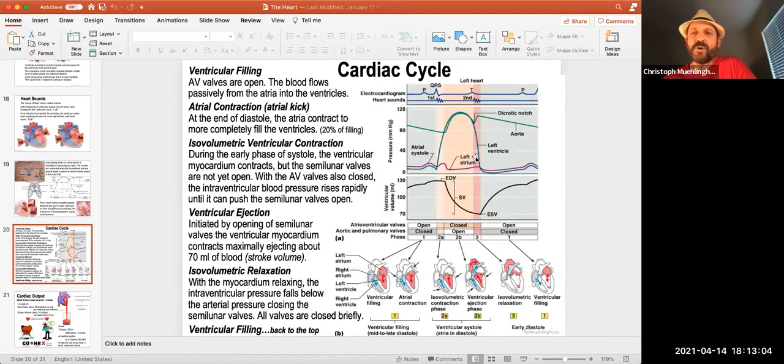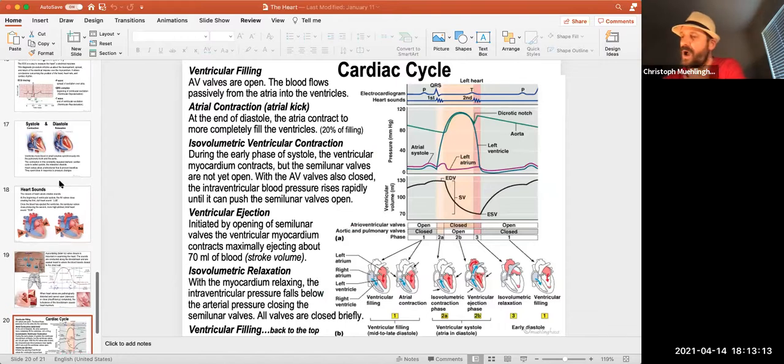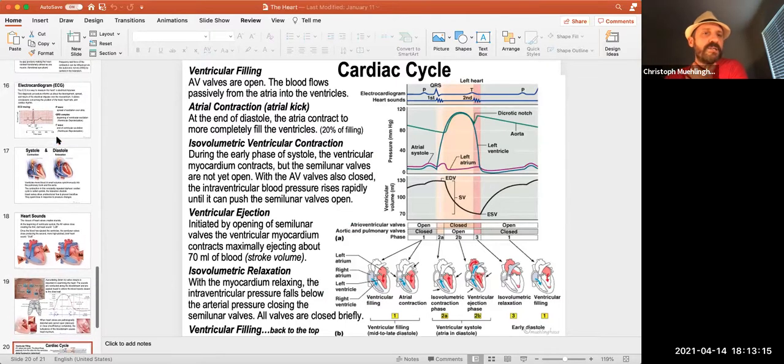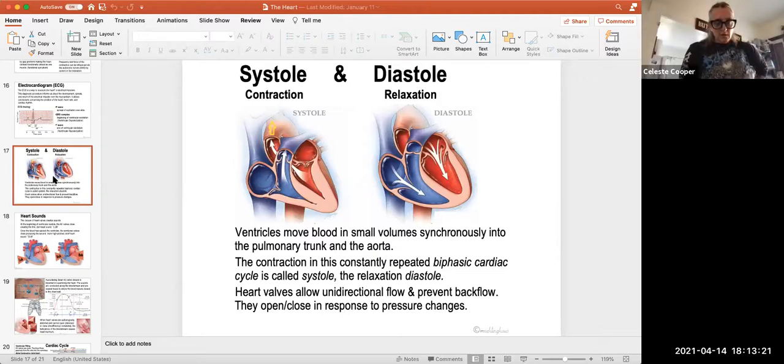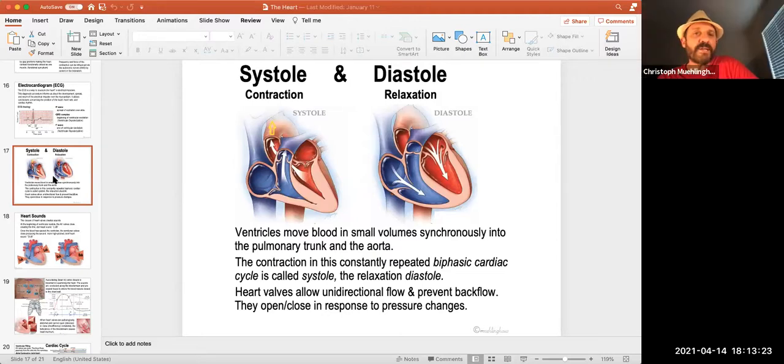See, this is actually a cool graph. This shows you everything, what's happening where. So this is kind of a consolidation thing, the cardiac cycle. So that's kind of cool. So what we have next on that review sheet is the systole and diastole. Systole refers to contraction of the heart muscle, and diastole to relaxation of the heart muscle.